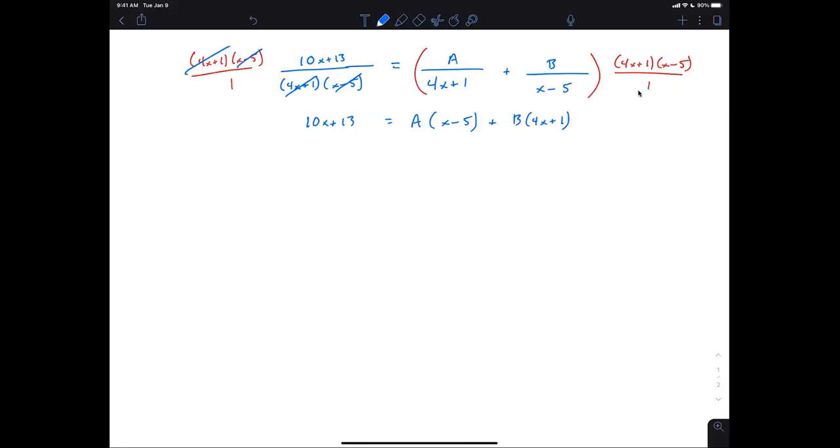So we're going to now distribute the A and distribute the B. So keep in mind those are constants. So we're going to distribute the A and get AX minus 5A. And we're going to distribute the B and get 4BX plus B.